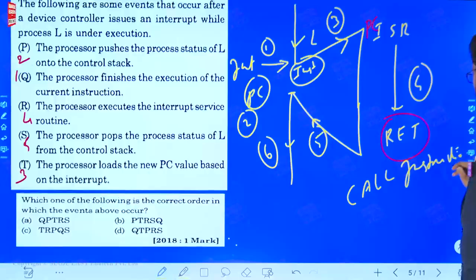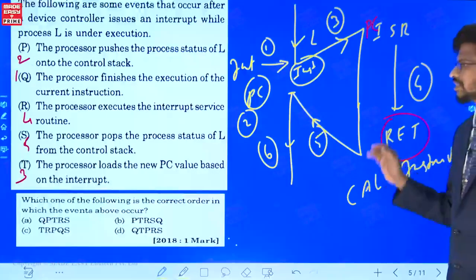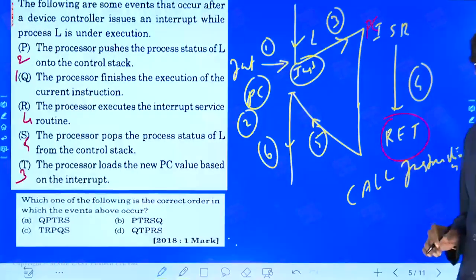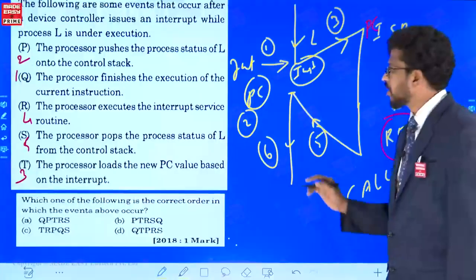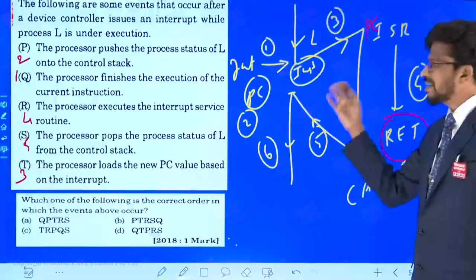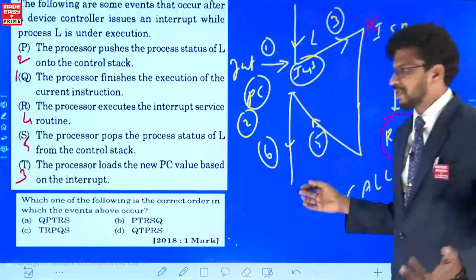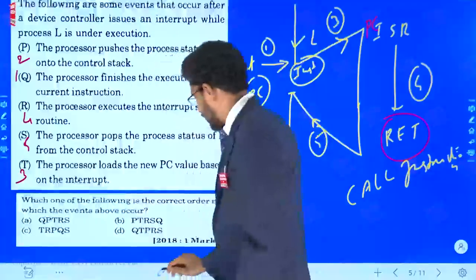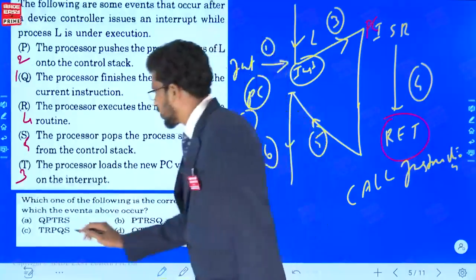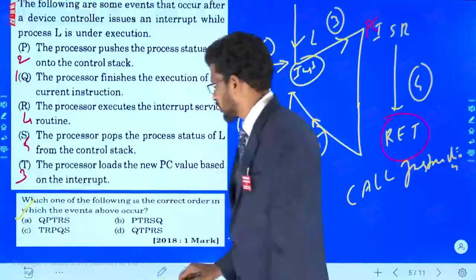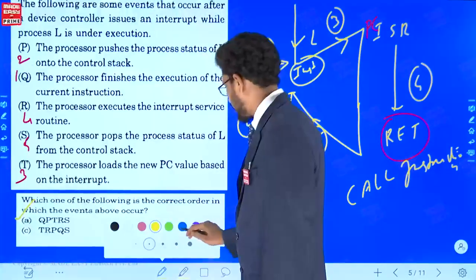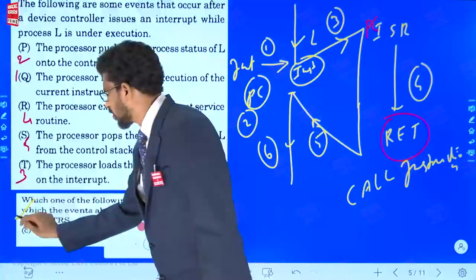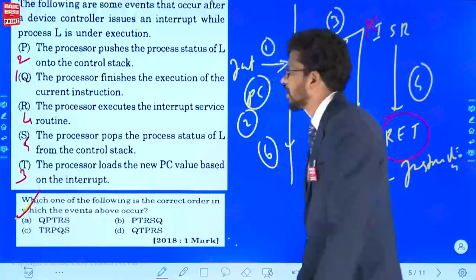This is a very important sequence of control transfer. Whether it can be call or interrupt, the sequence of steps are same. So, what is the correct option? The correct option is A. A is the correct option. Okay, it is not visible, I am writing with this. A is the correct option.